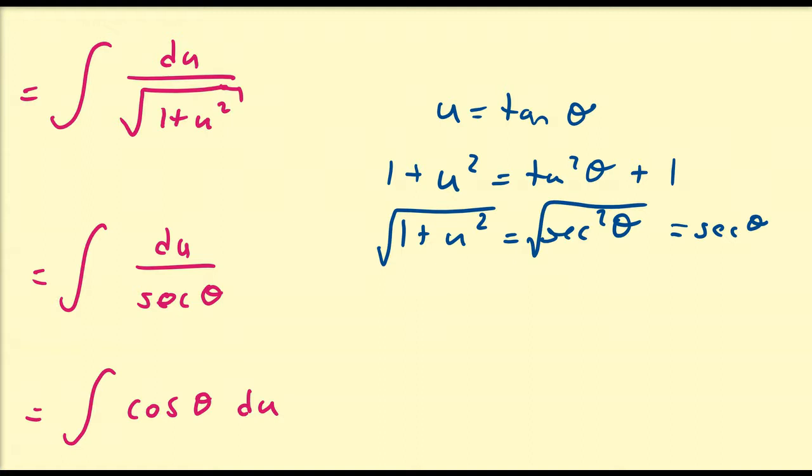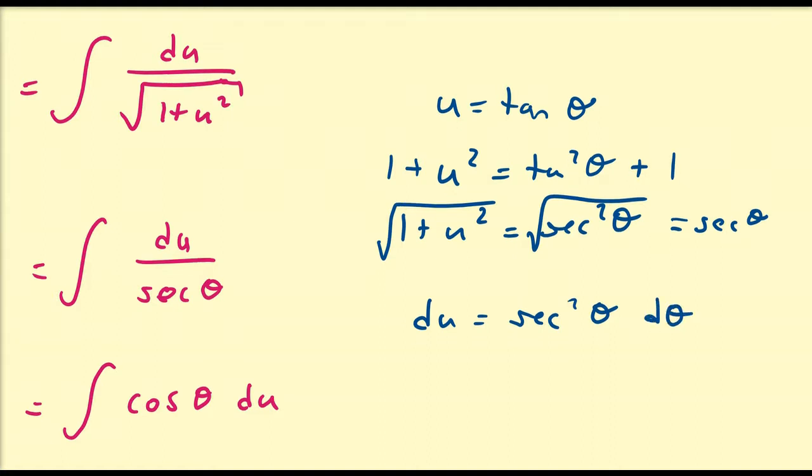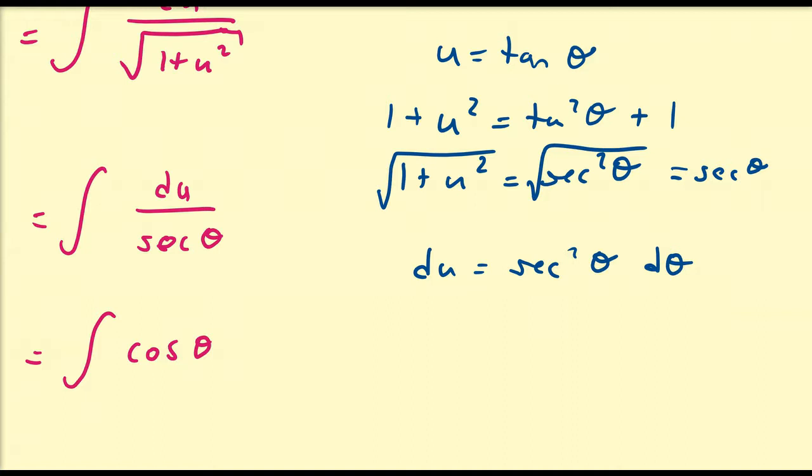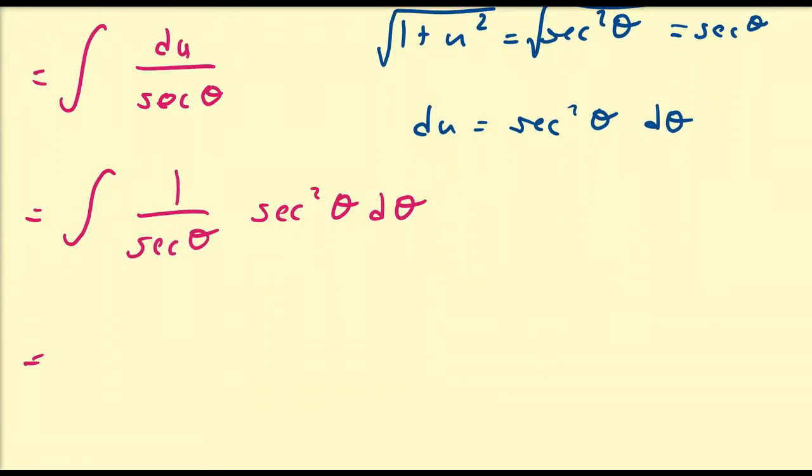But what's du? So du is going to be equal to secant squared of theta d theta. So let's replace that du here. Let's rewrite that back in terms of secant. So one of these secants will cancel, so that's just going to be equal to the integral of secant of theta d theta. Now this integral is actually in a workable position, so how can we find the integral of secant theta?